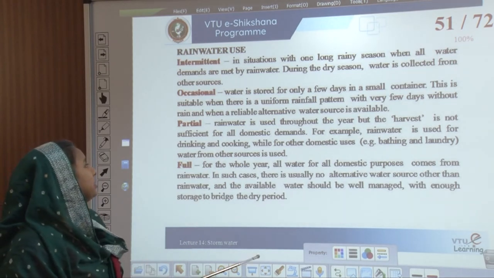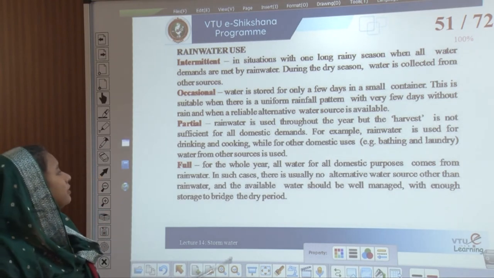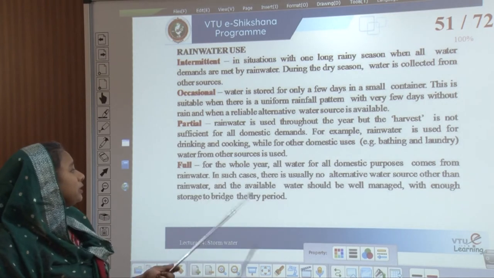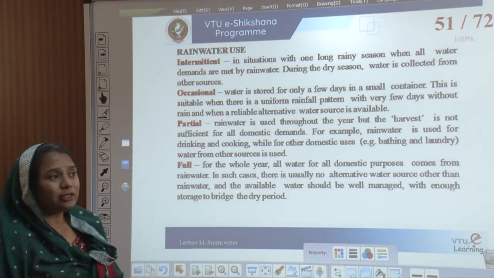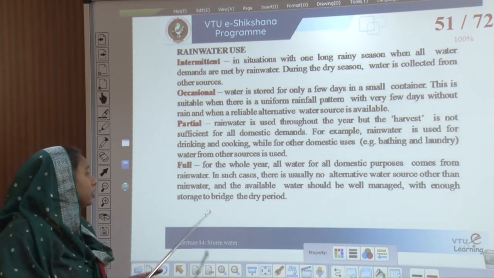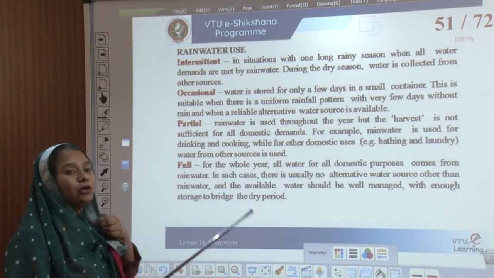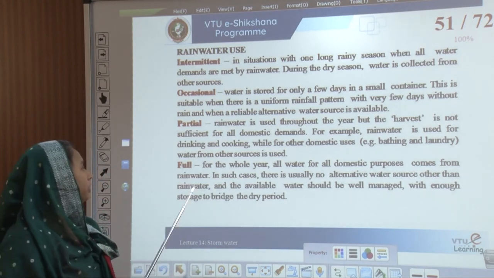A partial one, here the rainwater is used throughout the year, but the harvest is not sufficient for all your demands. So, the rainwater is used only for drinking and cooking, while for other domestic purposes, you might use the other sources of water. Full, this rainwater is used throughout the year for all your domestic purposes, because all of it is dependent on your rainwater.